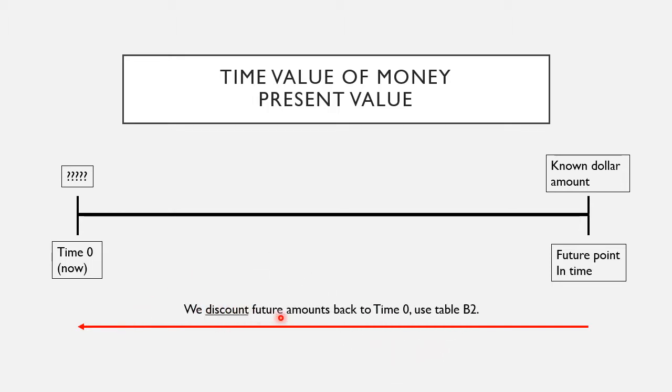Interest is discounted from the future point in time back to time 0, and we're going to use table B2. That's the second table. We'll have 4 that we'll work with.